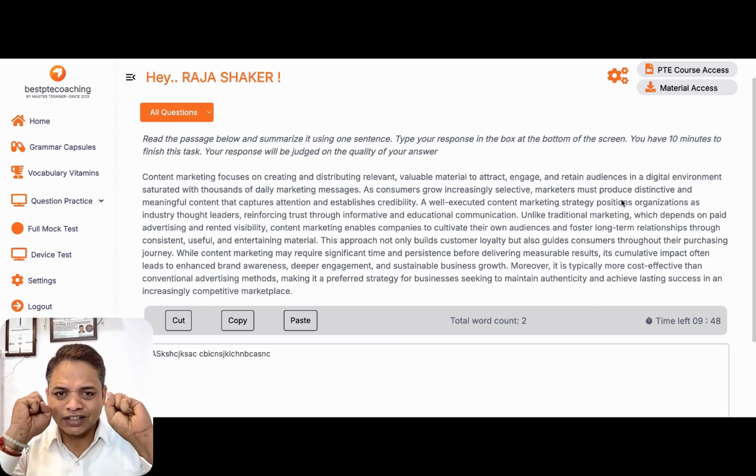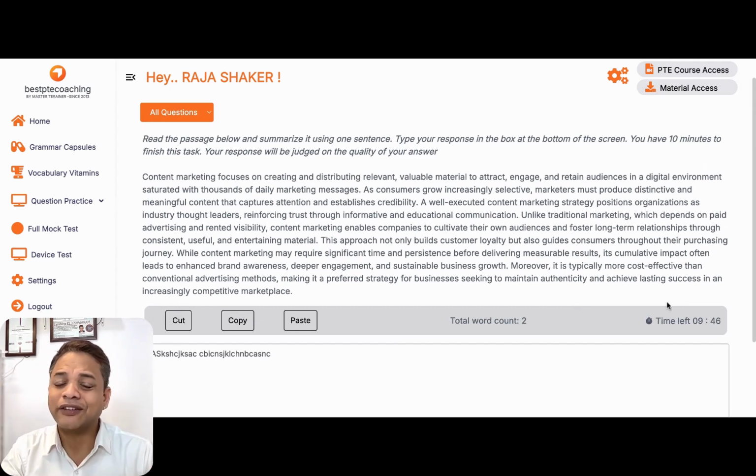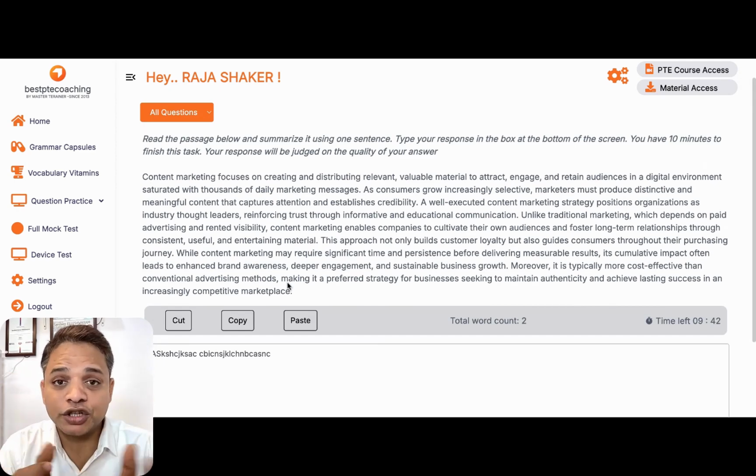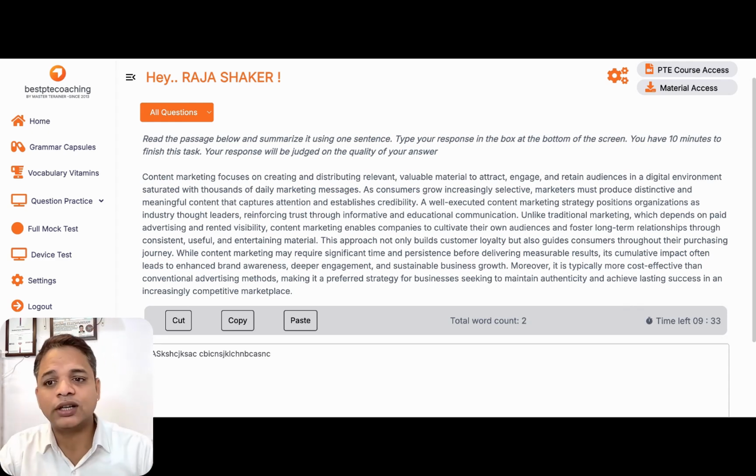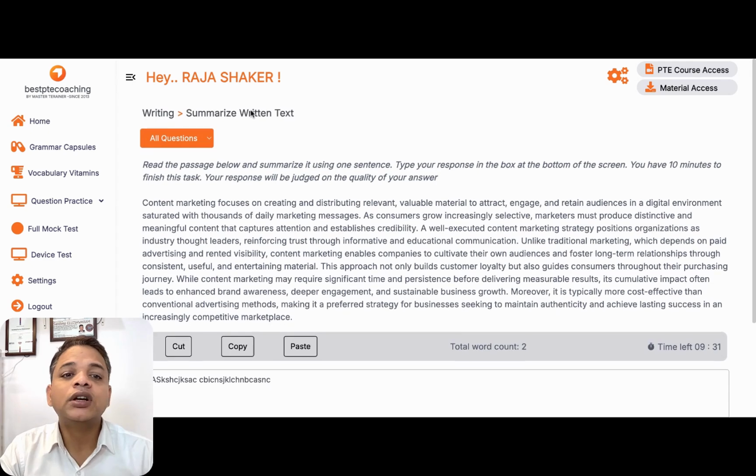What is this task in a nutshell? In a nutshell, you have 10 minutes. In 10 minutes, you have to read this passage. From this passage, you have to identify the important points, and with those important points, you are expected to write a summary. That's what it is all about. More information, more inputs, strategies I'll give you when I start the class.